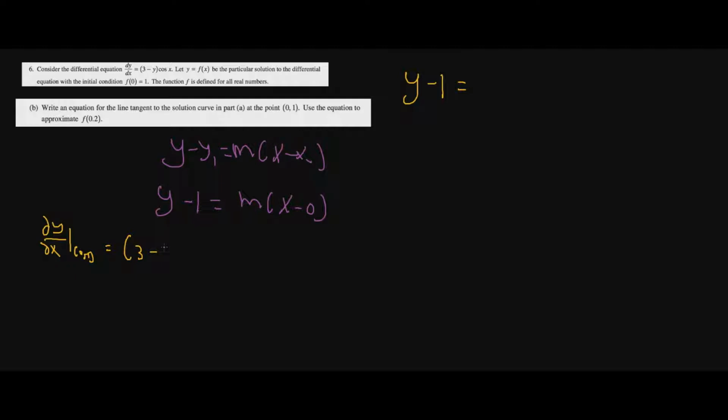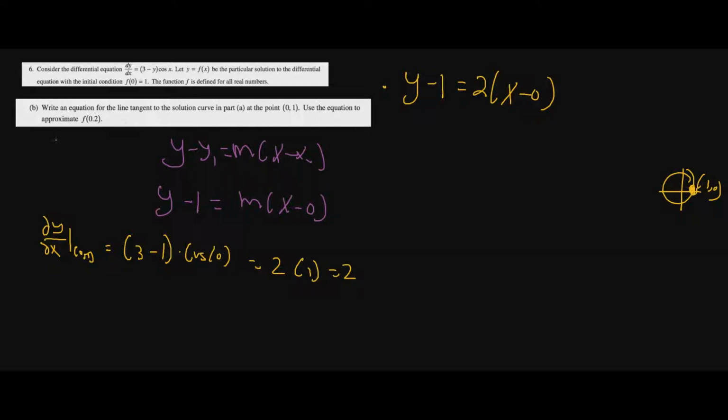3 minus 1 times cosine of 0. 3 minus 1 is 2 times cosine of 0. If we look at a unit circle, that's right there, 1, 0. Cosine is the x value. 1, so we get 2. So this is 2 times x minus 0. All right, there is my equation for the line tangent.